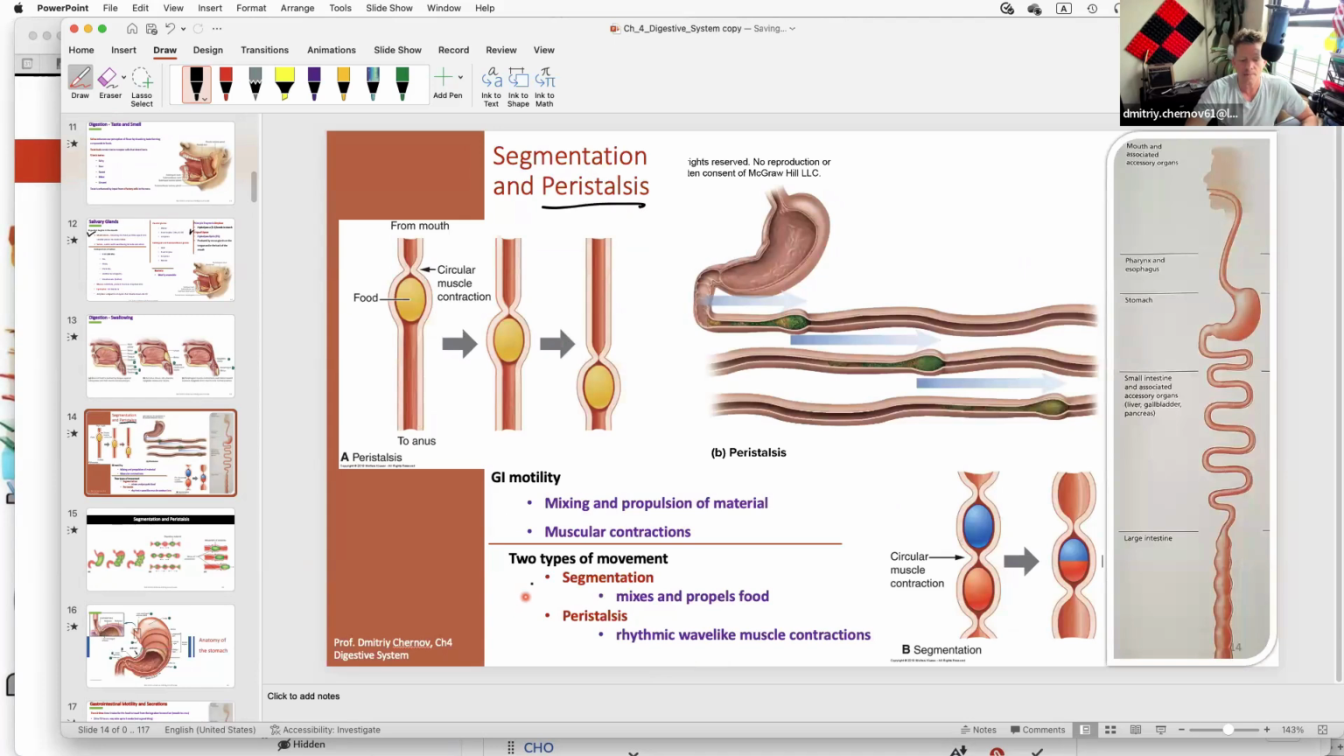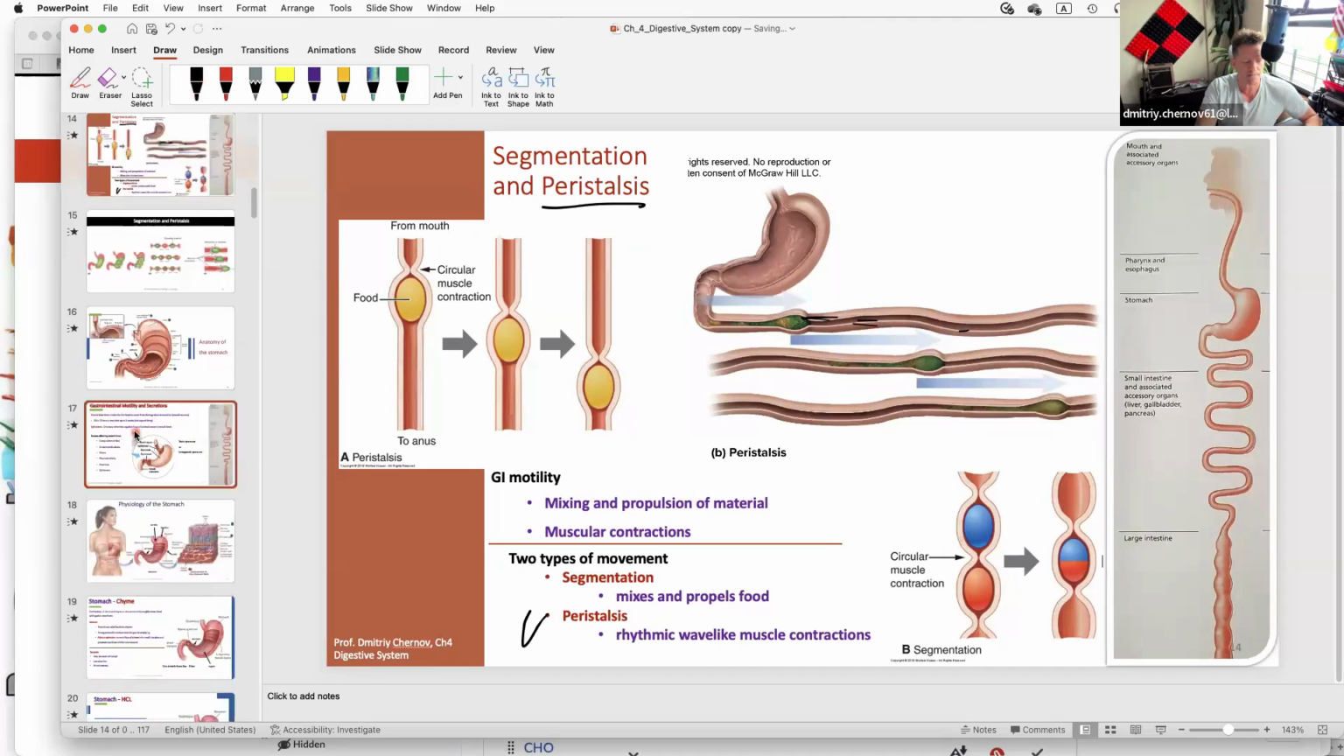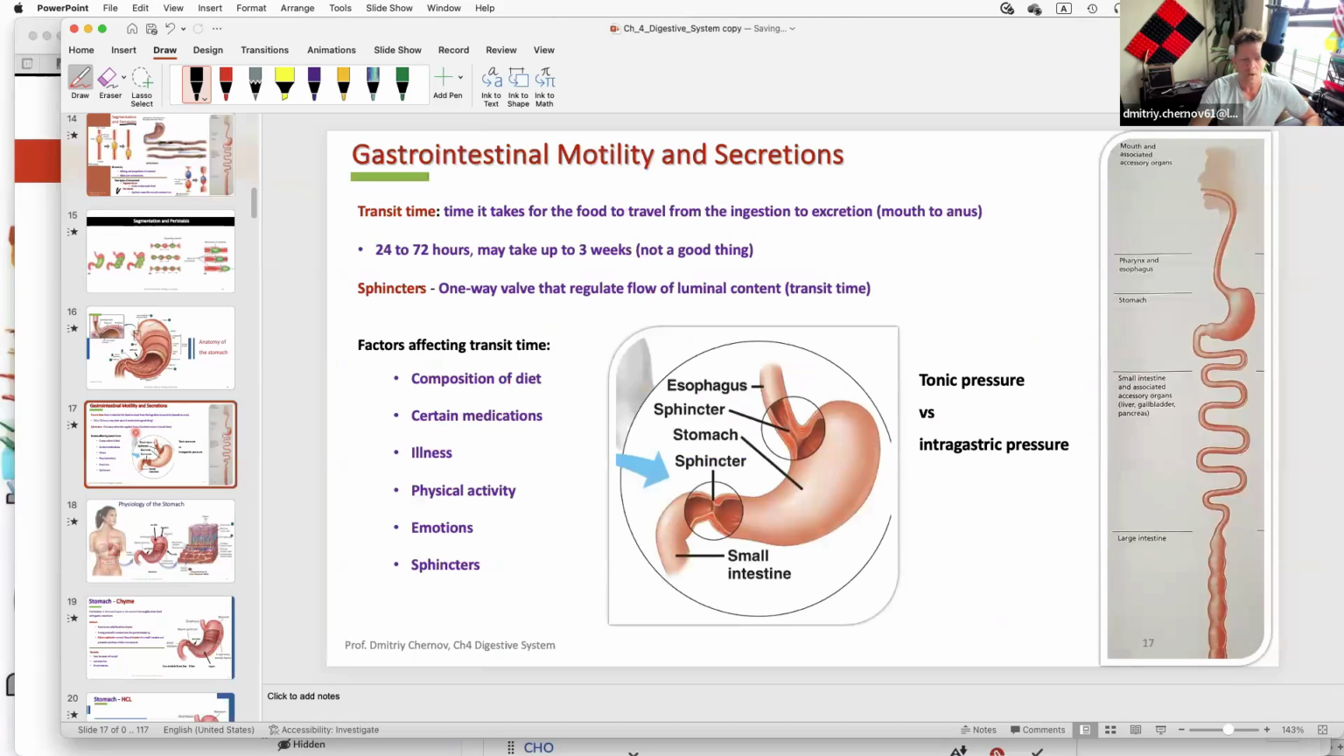Peristalsis, right? Rhythmic wave-like contraction, right? So the bolus can pass, I mean, chyme, in this case, it's already chyme, through the digestive tract. Transit time, I'm just highlighting what we just discussed. Transit time, movement from point A to point B. Factors, you don't have to remember factors because factors are self-explanatory. Anything can speed up or slow down digestion time. This is important.